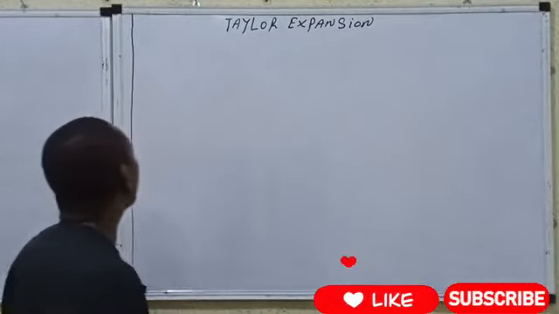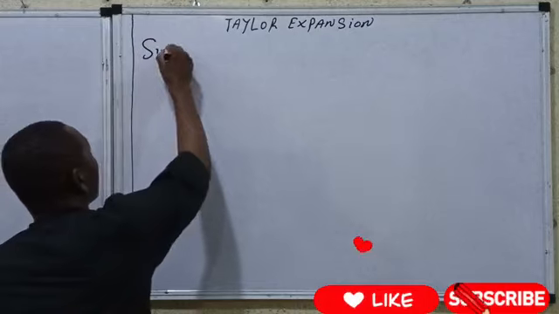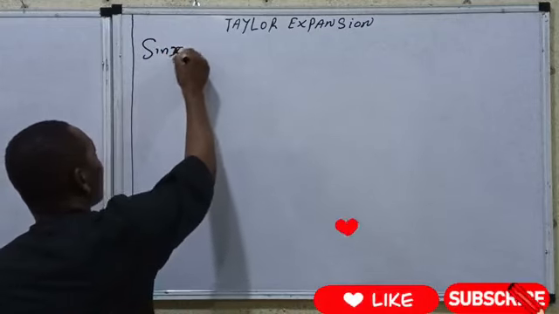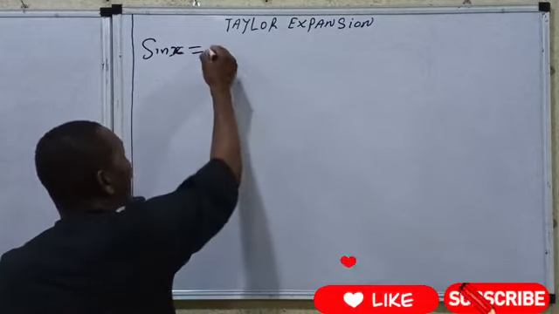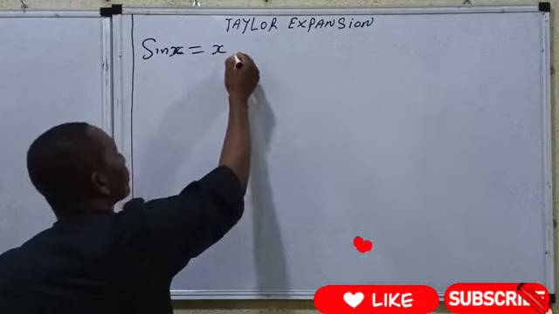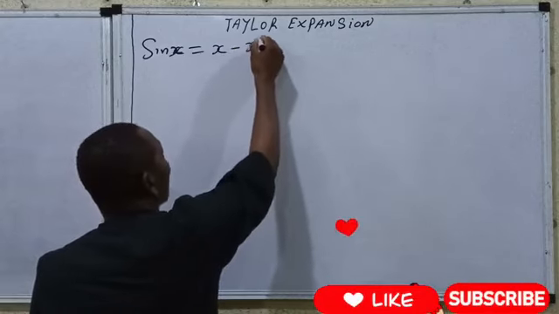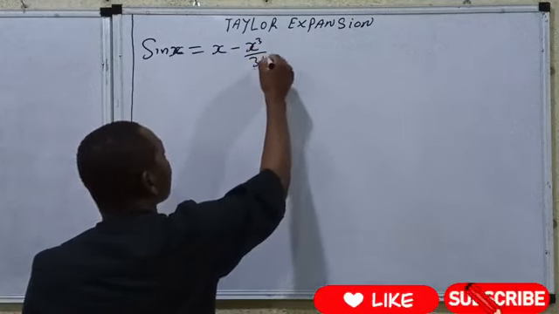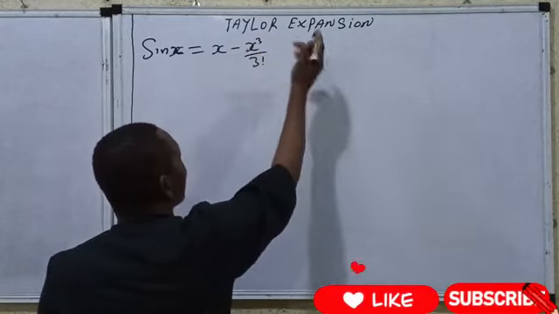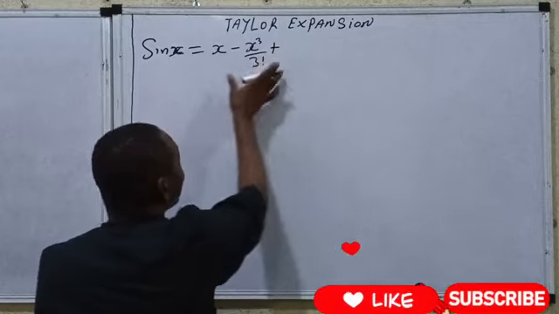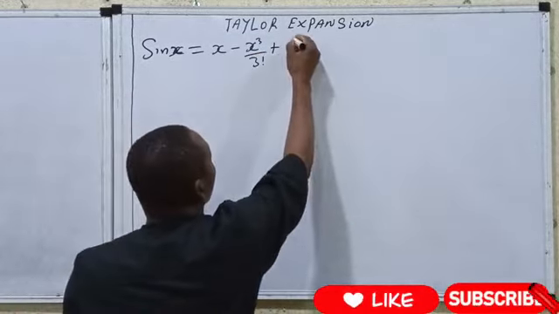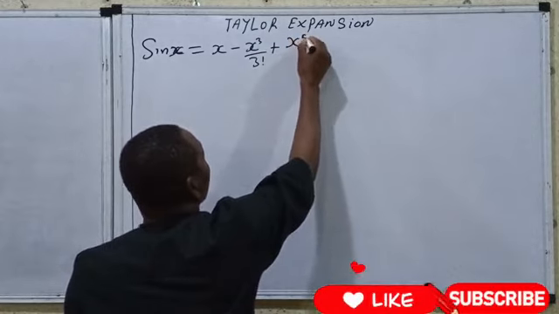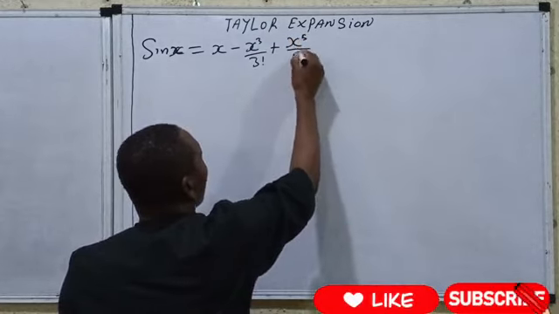It's very useful. Assuming you are given sine x, to make it easier, sine x is equal to x minus x to the power 3 all over 3 factorial. The first one is negative, the second one is positive. You can end here. To get a more accurate answer, you can also add x to the power 5 all over 5 factorial. You can end here. If you want to continue, it actually continues.